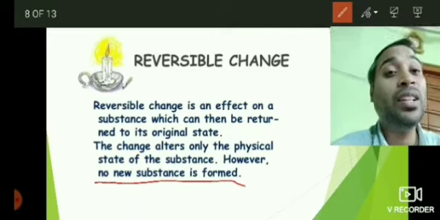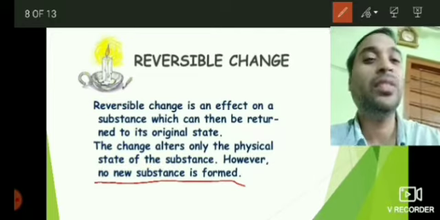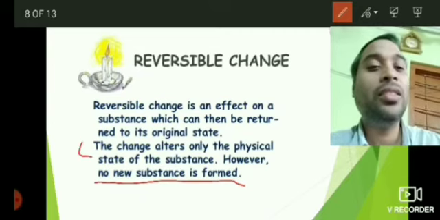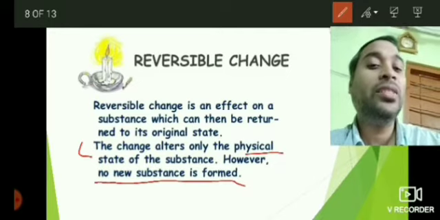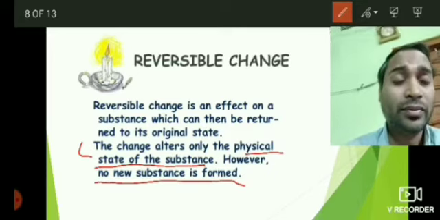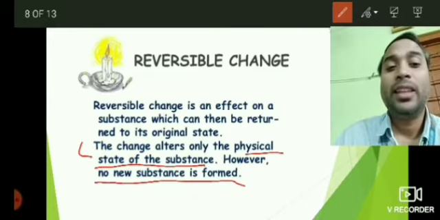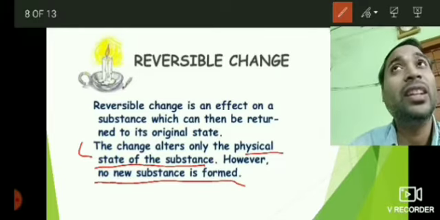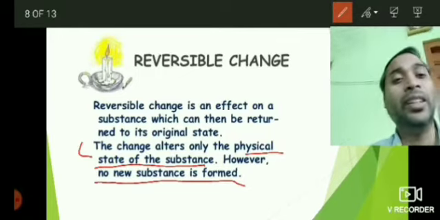Now it is same as that of what? Physical change, because more or less we will associate reversible change with physical change most often, like the change that only alters the physical properties. Now physical properties or physical state of the substance, and no new substance is formed. So these are what? Reversible changes, where only change in physical properties happen and no new substances form in this case. So this is reversible change, and we can also call this as physical change. So they are more or less the same thing.